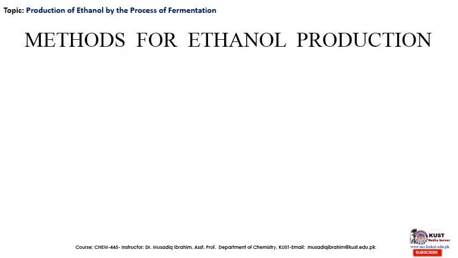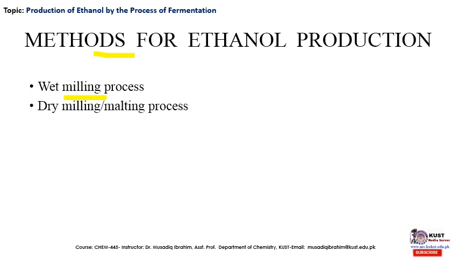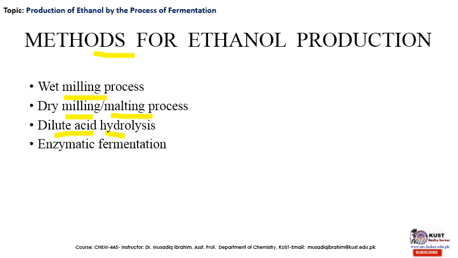Now move towards the methods for ethanol production. So the first one is the wet milling process. The second one is dry milling or malting process by which the ethanol is being produced. Third one is dilute acid hydrolysis process. The fourth one is enzymatic fermentation.